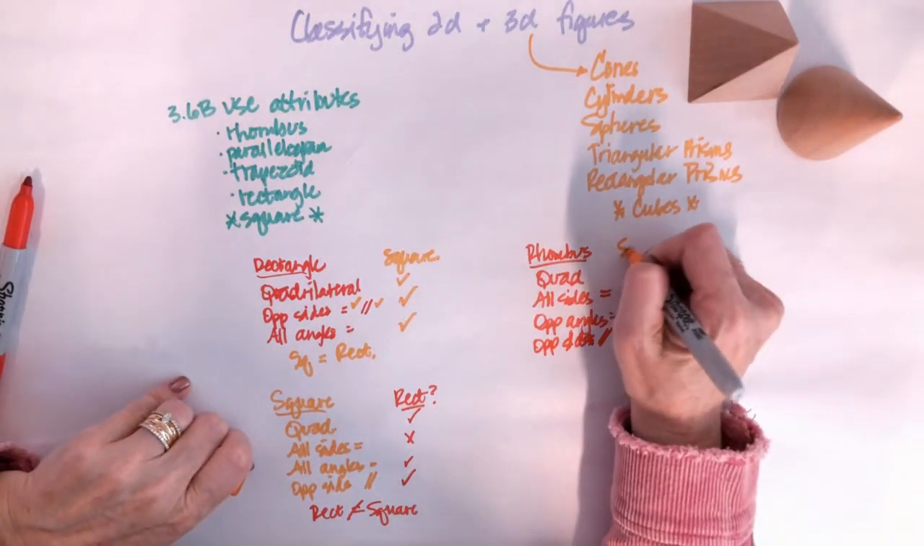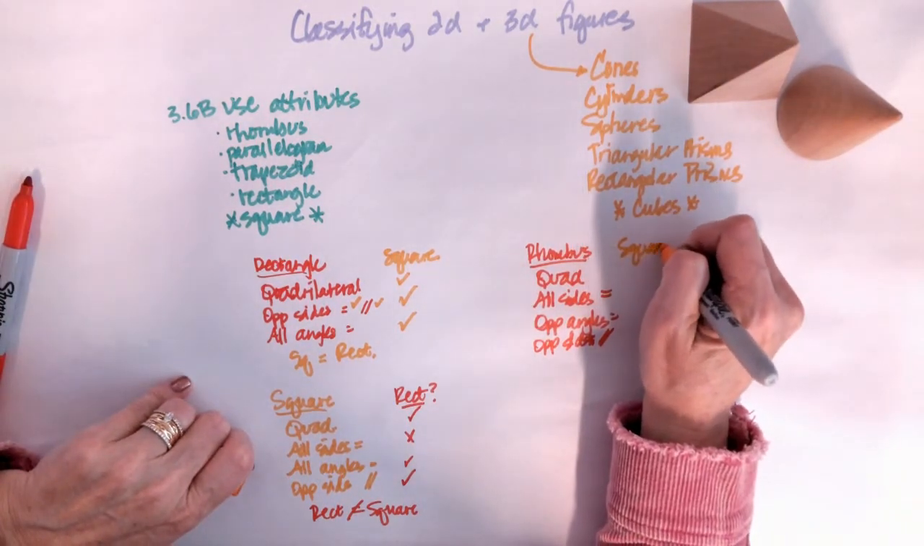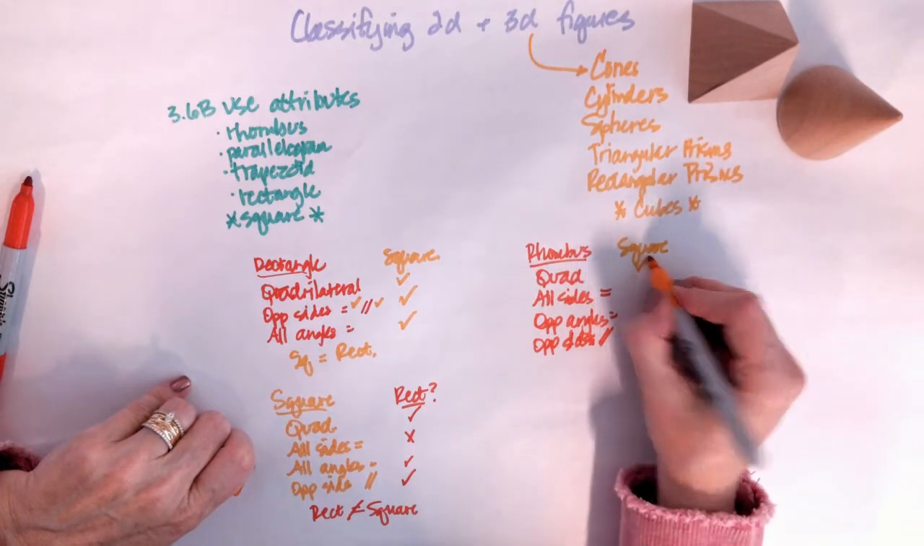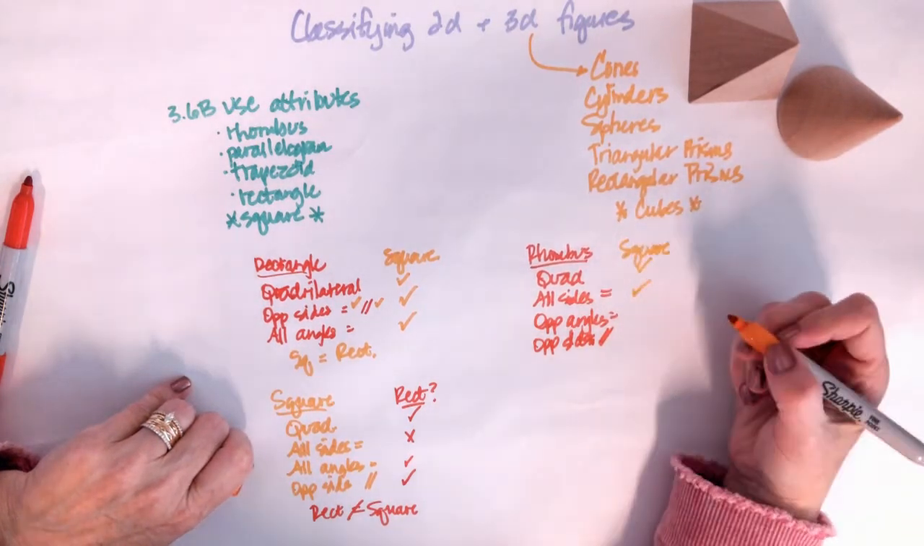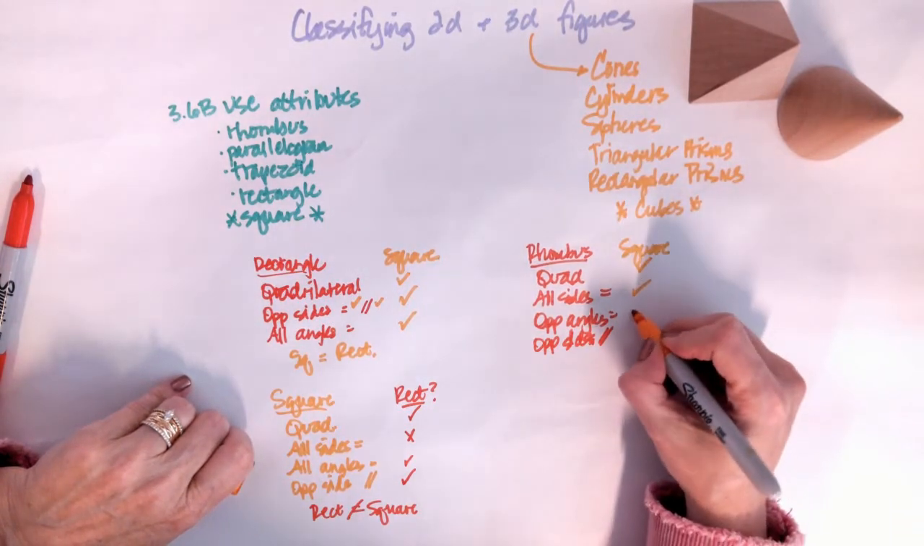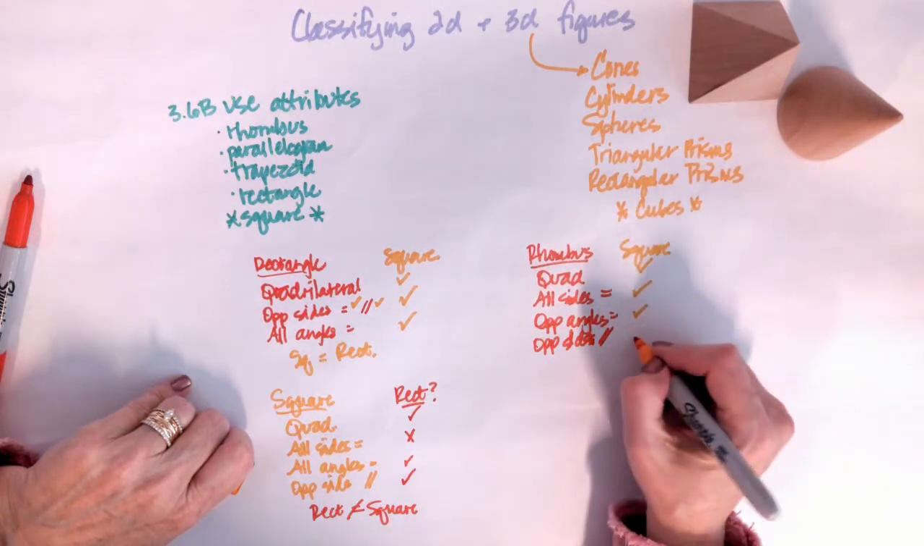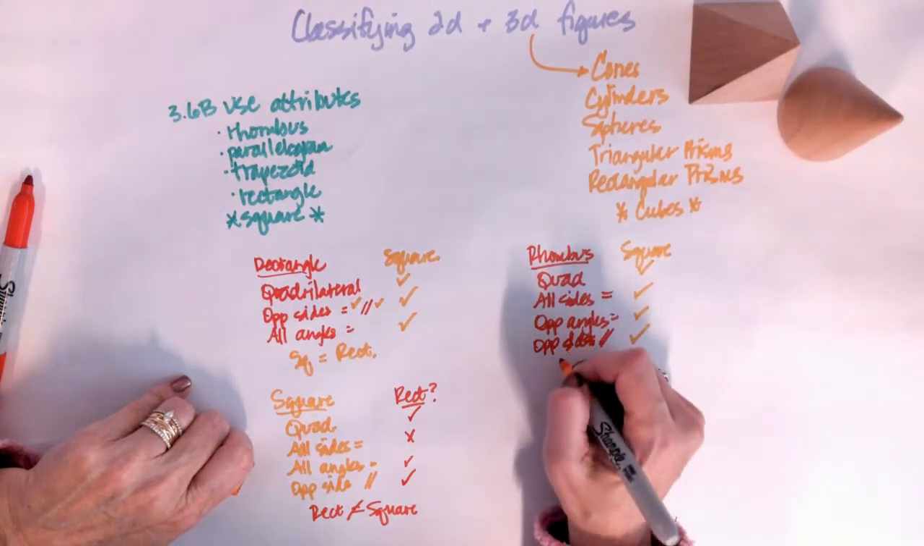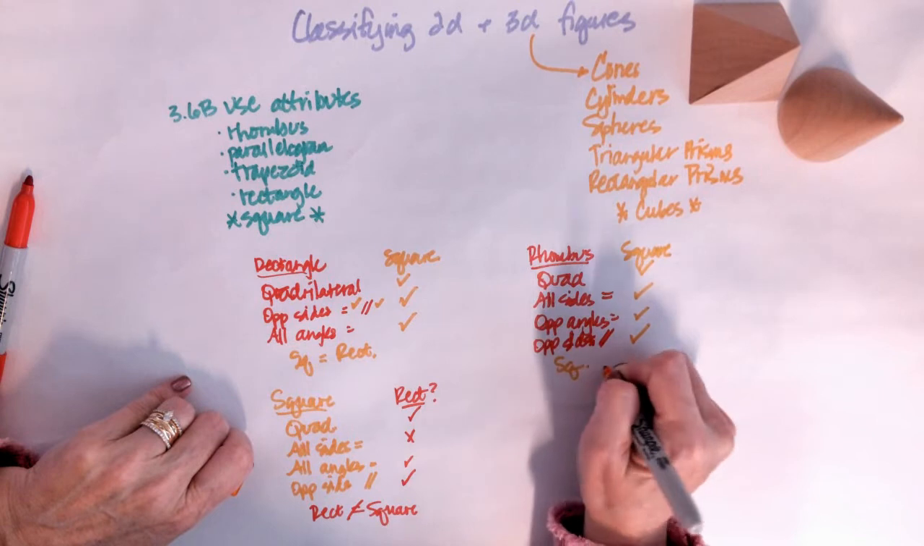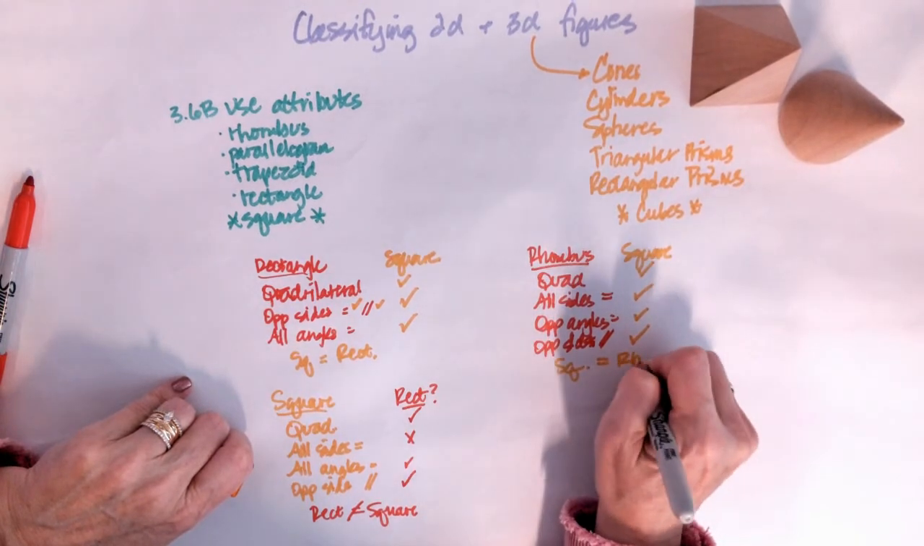How about for a square? What of this is true? It is a quadrilateral. All sides are equal. Opposite angles are equal. And opposite sides are parallel. So a square is a rhombus.